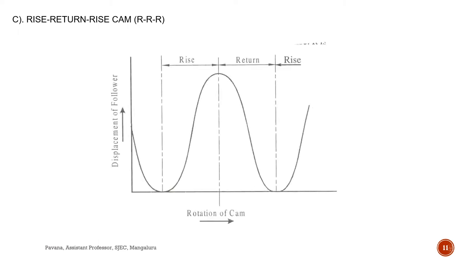Next, third is rise, return, rise, cam. So this is how the graph looks. That means the displacement diagram plot. So these are the different combinations. So it can have any combination. There is no rule that it should have only these combinations. So this is just examples.